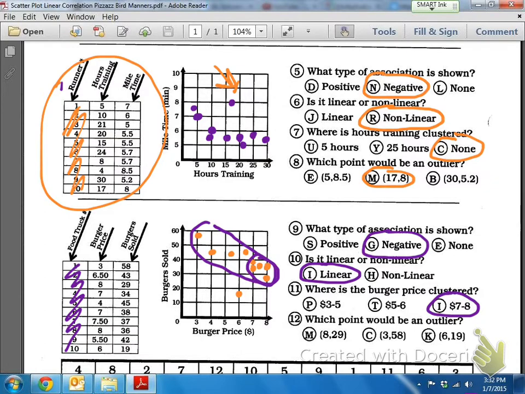And which point is the outlier? Again, where's the point that really doesn't belong? This guy right there, and it's at $6.19 burgers. So that seems to be the weird one there. All right, so this is just a review or a brush up on scatter plots, looking for positive and negative correlations, whether or not the pattern seems to be linear or nonlinear, and then clusters and outliers.